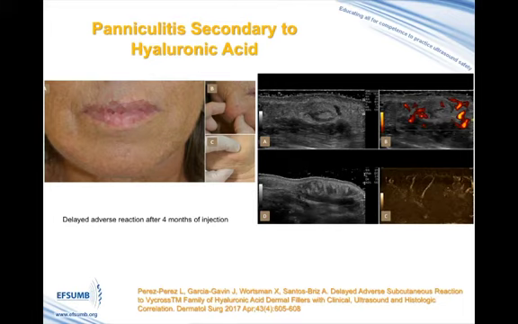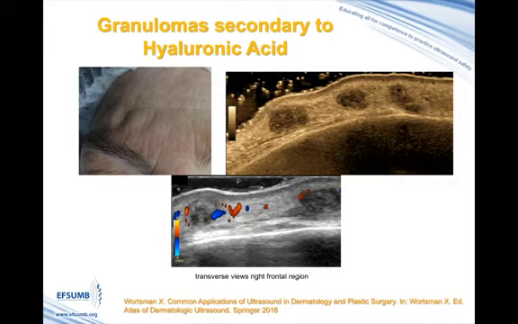Also, there is hypervascularity of the subcutis. Another complication is the appearance of granulomas secondary to hyaluronic acid, such as in this case you have here the lumps in the frontal region, and on your right you can see the hypoechoic nodules in the subcutis with a mild increase of the vascularity in the periphery of this granulomatous tissue.